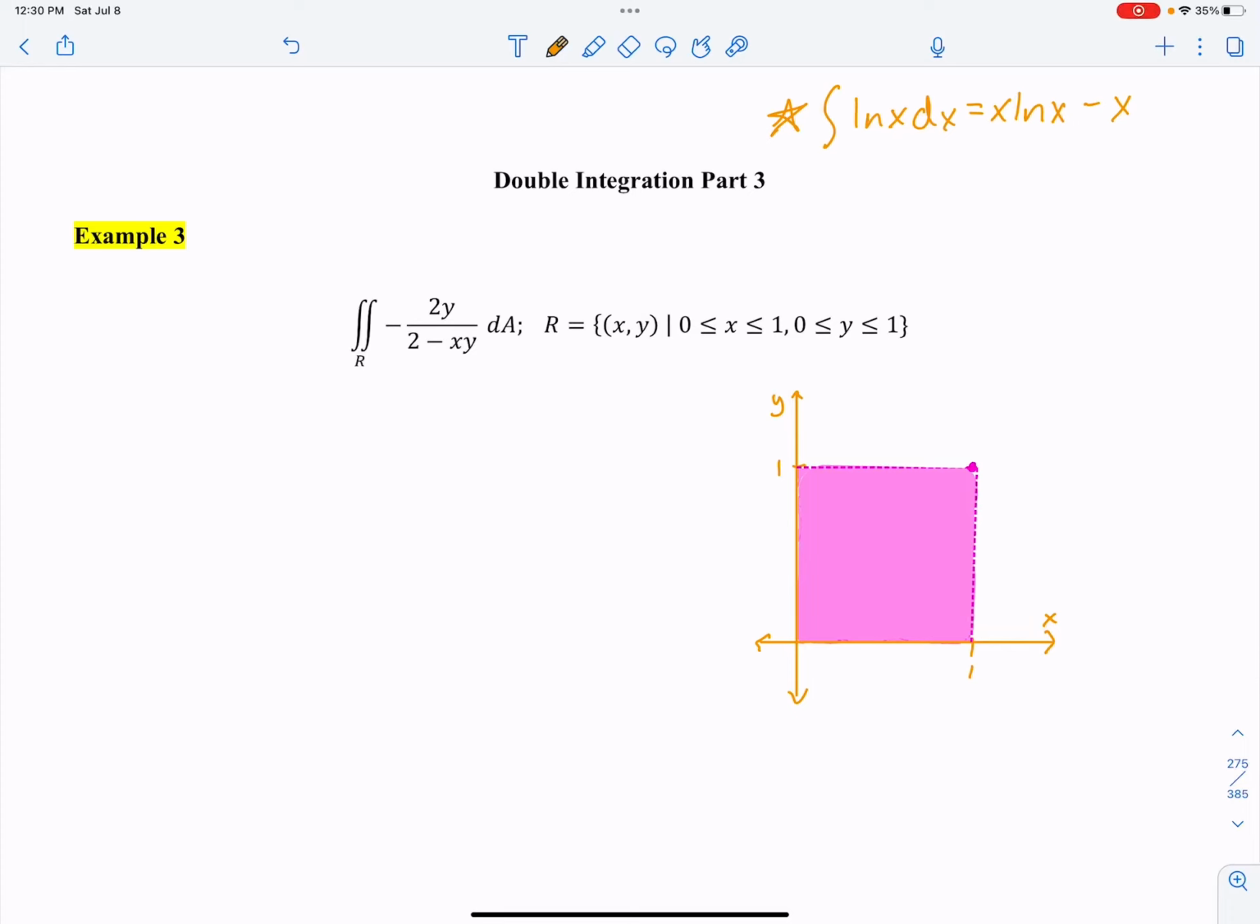This video will continue our discussion of double integration. We have a new problem here. It's this integral over the region R. The region R, I went ahead and drew it. It is just a 1x1 box. I knew I would obsess a little bit, so I just did it before the video.